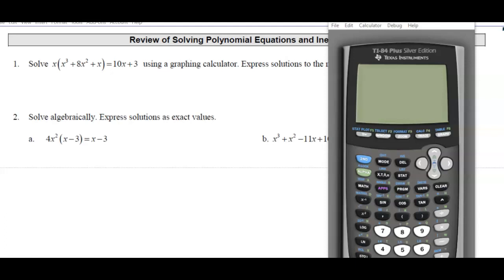First one says solve using the graphing calculator. You have a choice. You can expand out, get everything to one side, collect like terms. And then if you do that, you're looking for the x-intercepts.